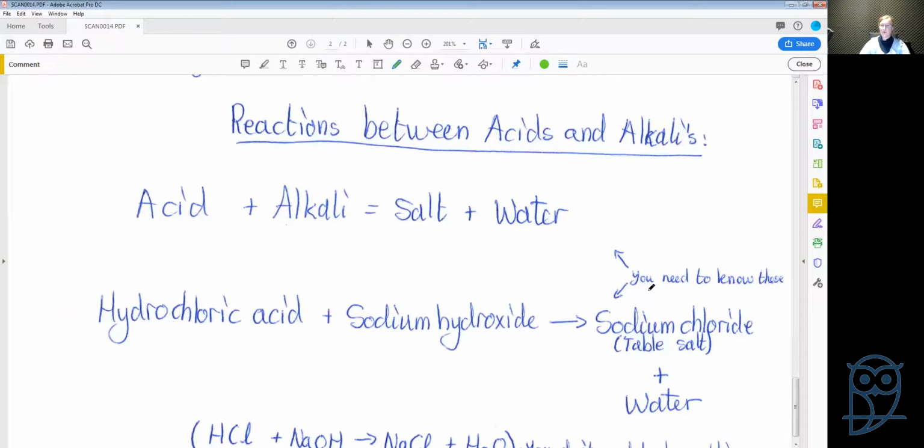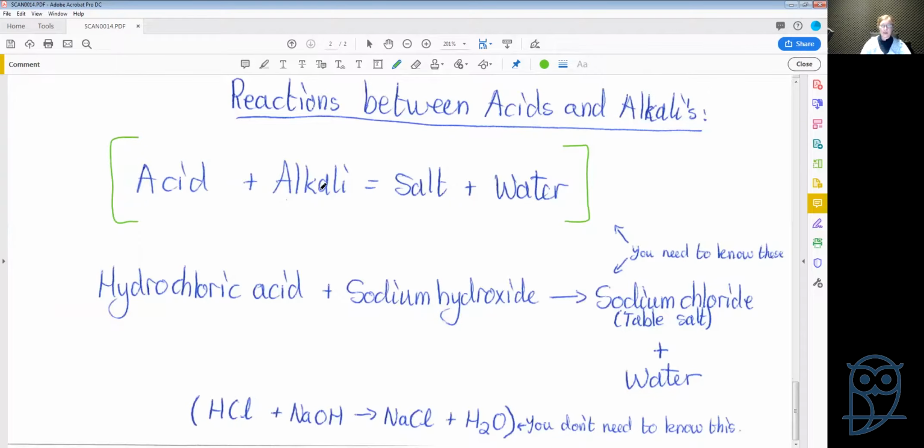So then we get to reactions between acids and alkalis. This is the basic reaction that takes place, and you do need to know this in word-based reactions. I'm also going to show you the symbol one. You don't need to know that. I'll get to that. So essentially, an acid plus an alkali gives us a salt and water.